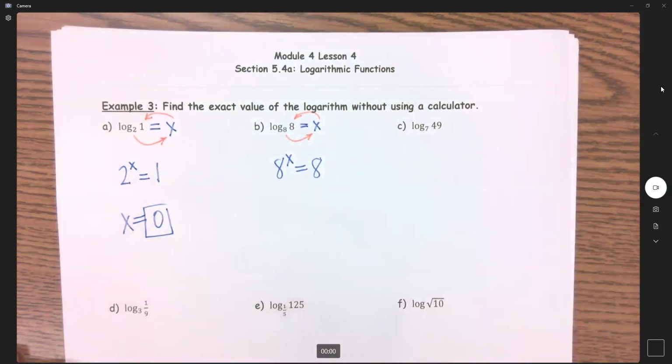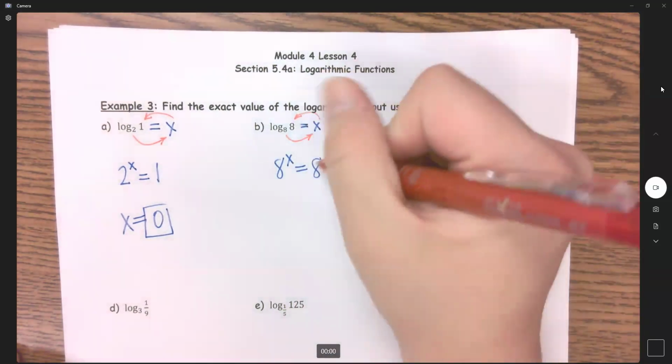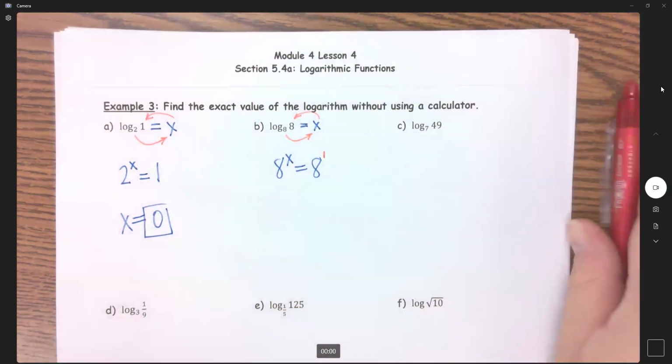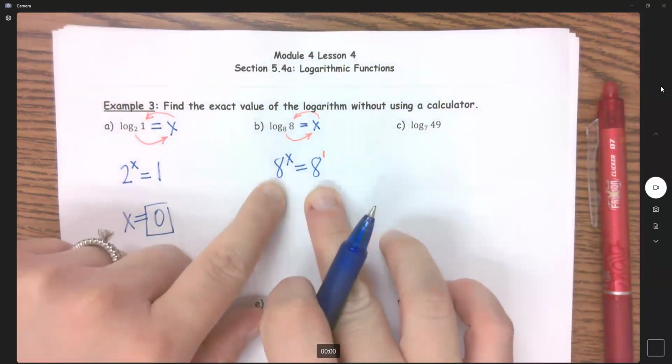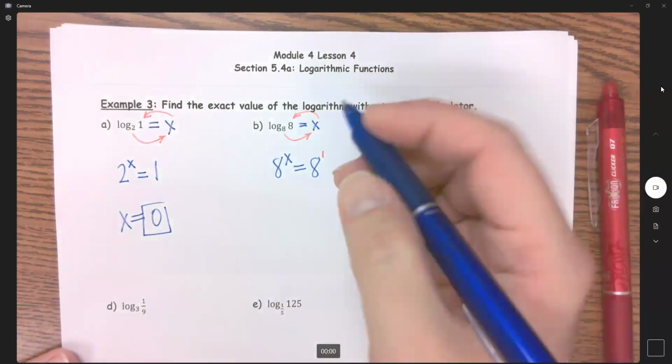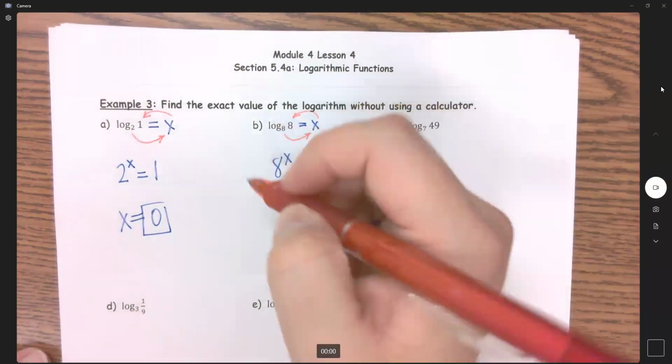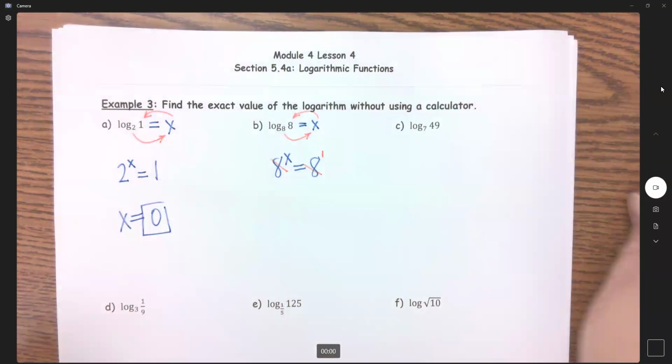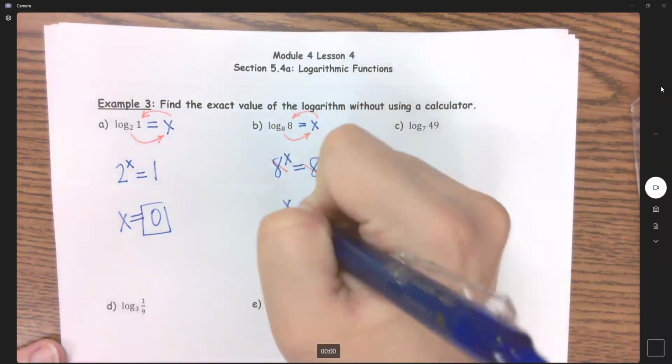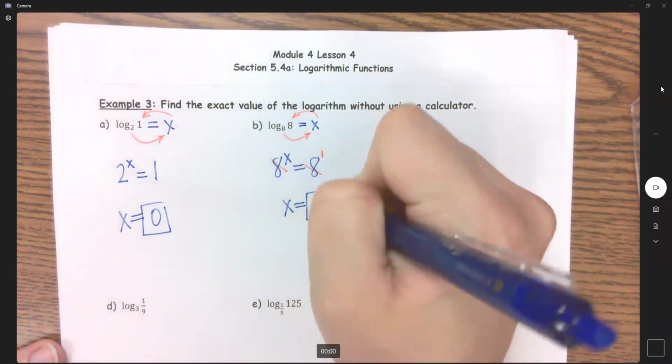But as we go further here, we need to use that property of getting to the same base. And so they already have the same base. So this is the same as 8 to the first. So now when I cancel out my bases, we get x equals 1.